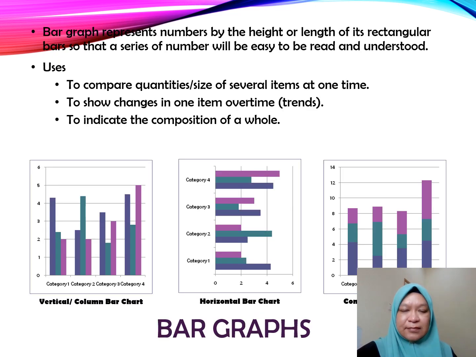The second one, we have bar graphs. For bar graph, we have three types: vertical bar graph, horizontal bar graph, and also component bar graph. We use this bar graph to compare the quantity size of several items at one time, to show the changes in one item, the trends.